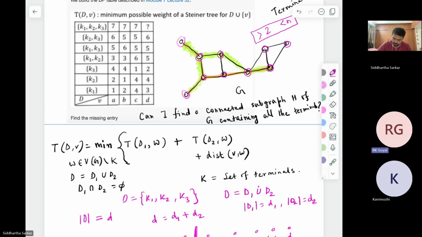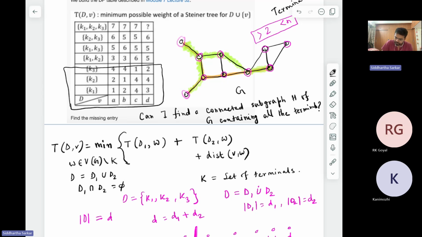So then we can go for the first row. All this part is your base case. I'll take a different color. All these entries are part of the base case, and this corresponds to finding the shortest path between the non-terminal and the one terminal. And that you have to do with Dijkstra's algorithm in n log n time. So that is the base case.